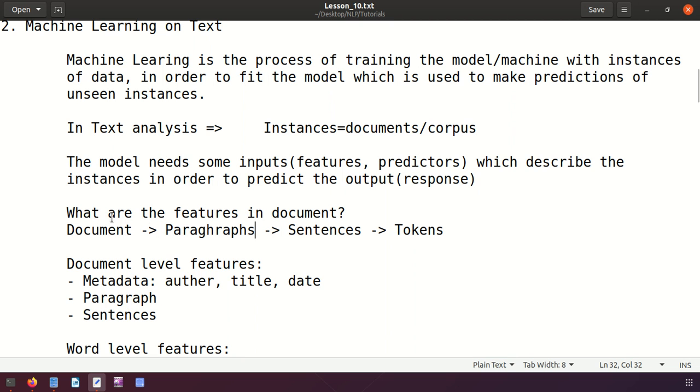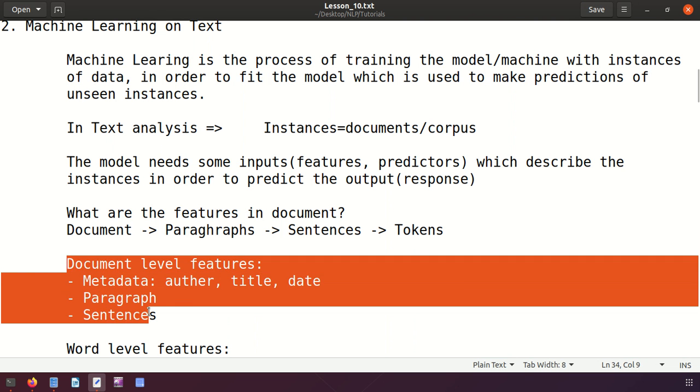So let's see what the features in a document are. We have the document, which can be split into paragraphs, then split into sentences, and then we have the tokens. Now, what do we have at document level? We have metadata like author name, title, date, and we have paragraphs and sentences. These are the features at document level.